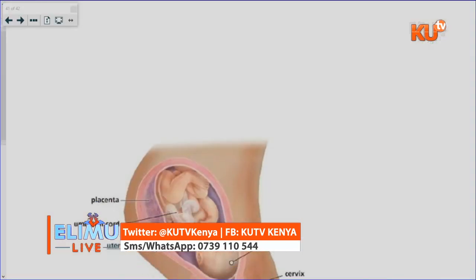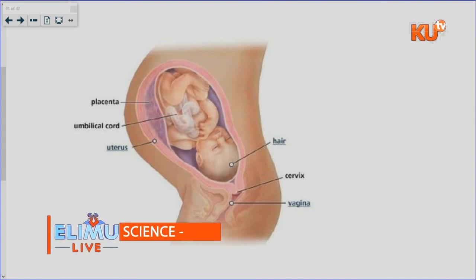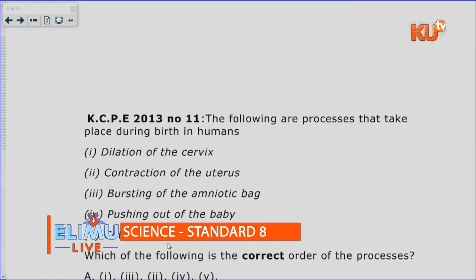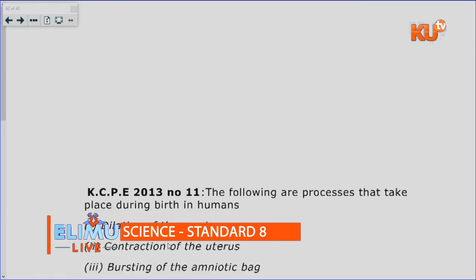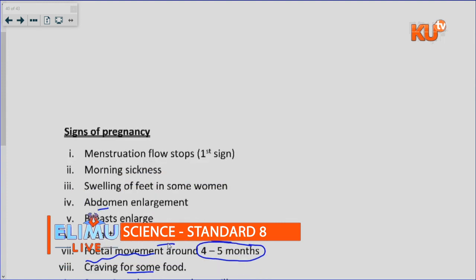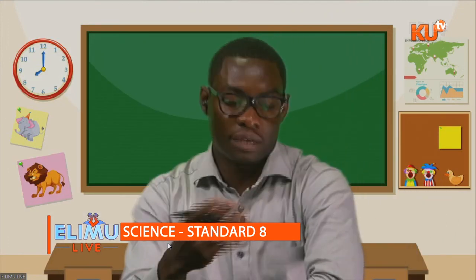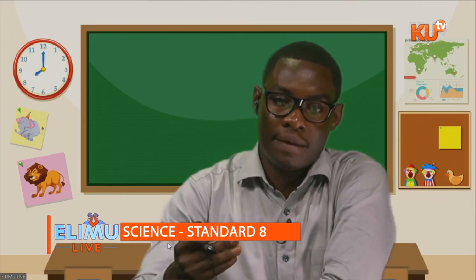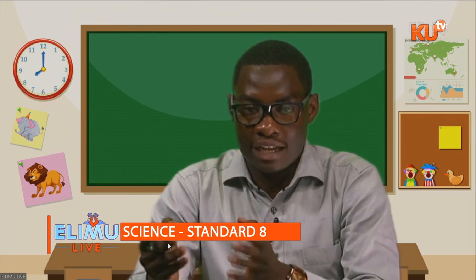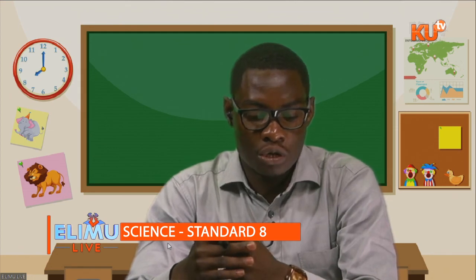The last part is the birth process. I want you to look at that diagram. We have the placenta, the umbilical cord, the uterus, the cervix, and the vagina. The process of giving birth is what you call parturition, and it occurs after 9 months. That is what we refer to as the gestation period. The gestation period is the period between conception and birth. Conception is the act of becoming pregnant.